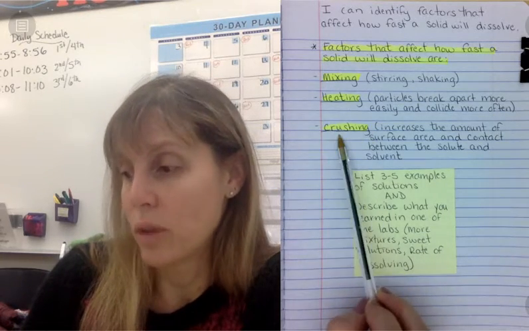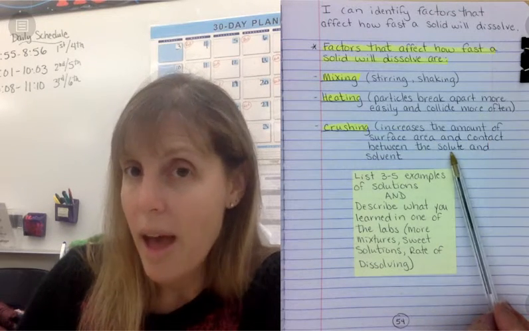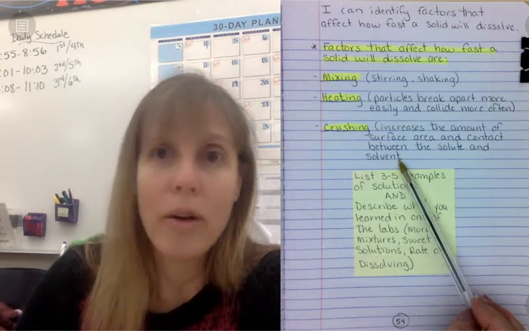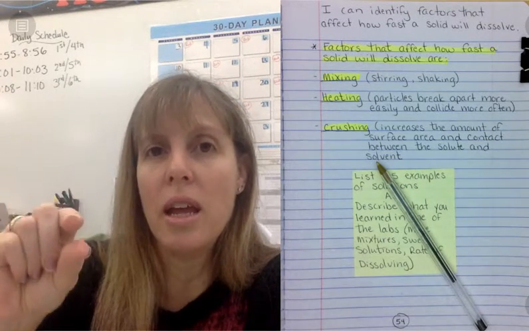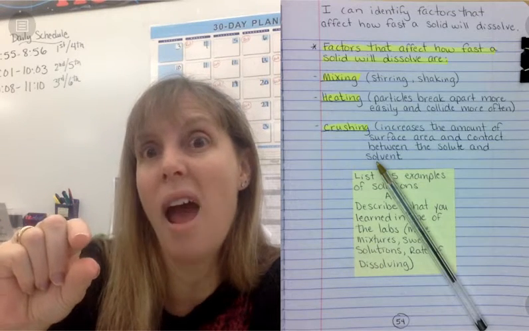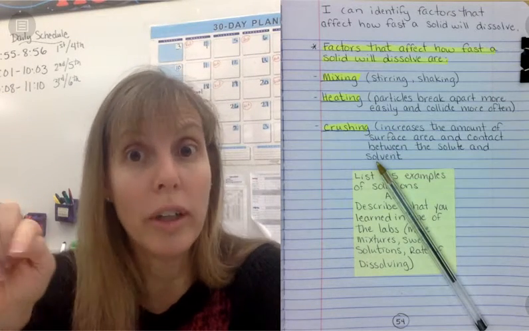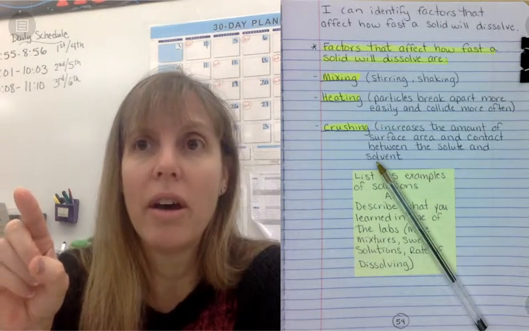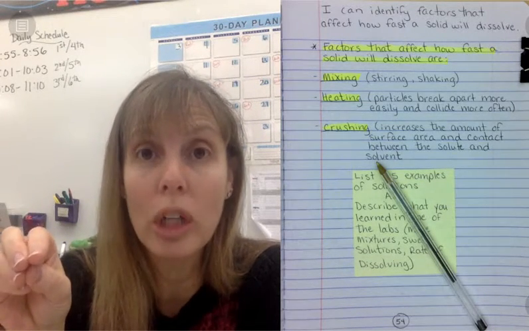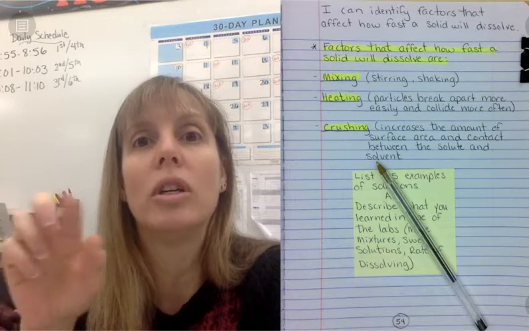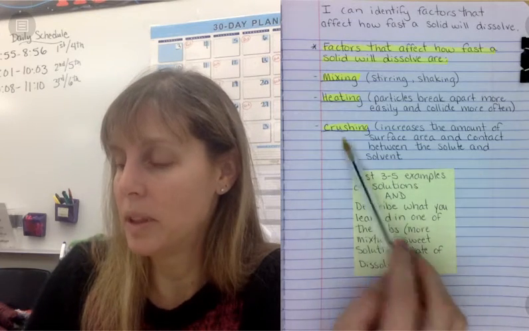If you crush it, so crushing increases the amount of surface area and contact between the solute and the solvent. I don't know if you've ever experienced that, but if you put an entire cube of sugar in a cup, it will take like 1.5 minutes, maybe 2 minutes to completely dissolve. But if you crush it up and put it in the cup and stir it, you've increased the surface area, so particles can collide with more particles in the sugar, and if you stir it, you speed up the collisions, and you have a speeded up dissolving.